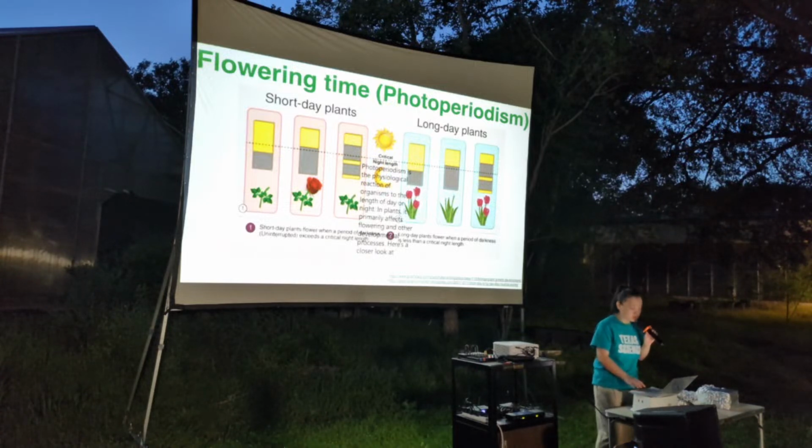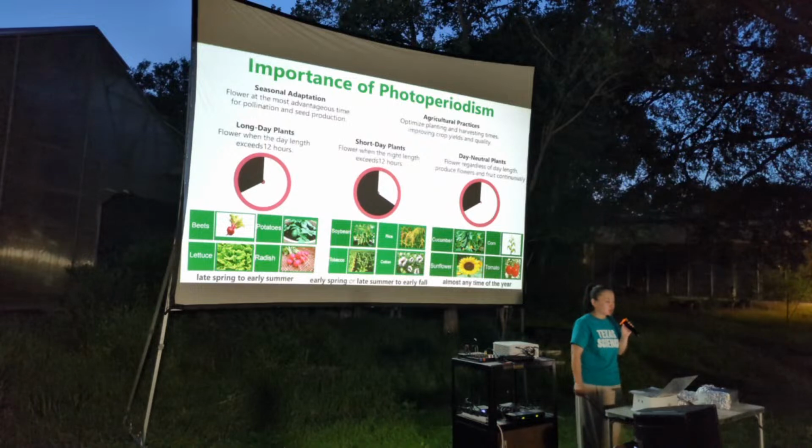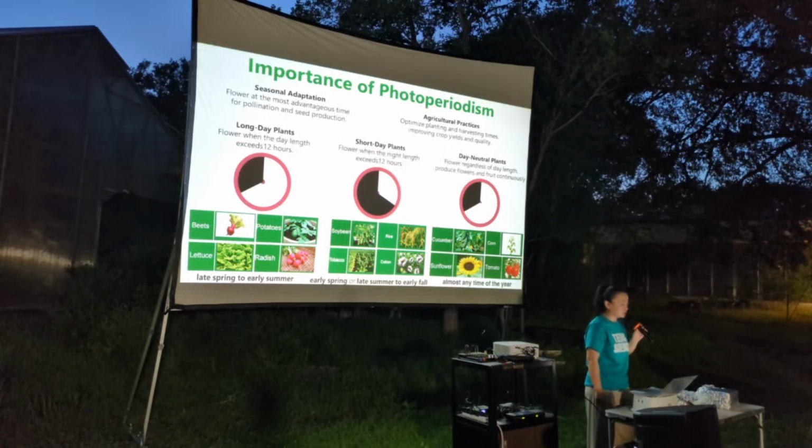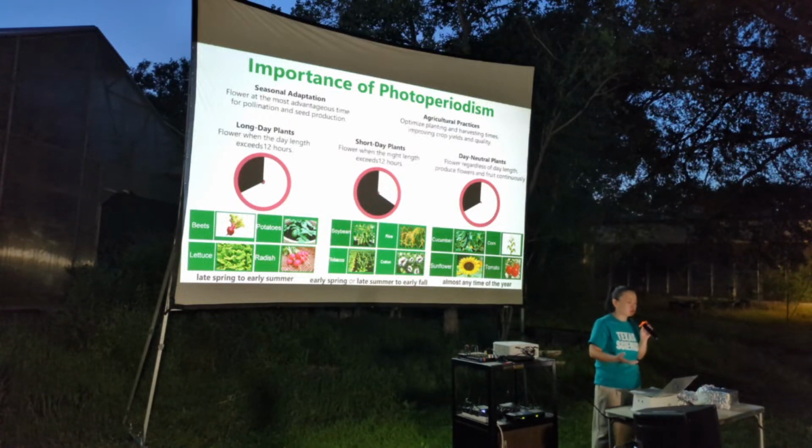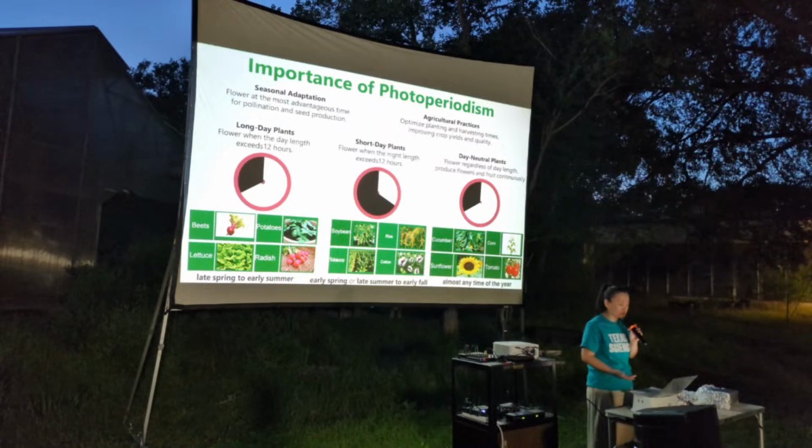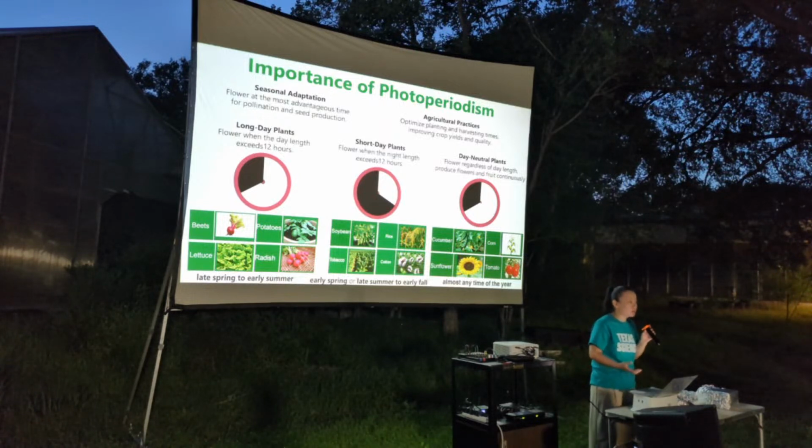Okay, so this is very interesting. Let's talk about the importance of photoperiodism. One important thing is that this is a seasonal adaptation. The plants will flower at the most advantageous time for pollination and seed production. It can also be applied to agricultural practice. We can use this to optimize planting and harvesting time, and we can also use this mechanism to improve crop yields and quality.